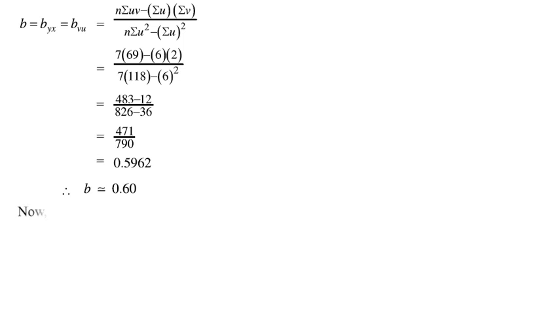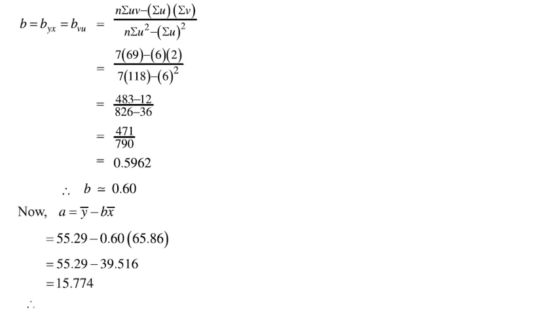Now put this answer into our A formula, that is y bar minus b x bar. We already know this. The y bar is 55.29, b is 0.60, and x bar is 65.86. Solving this, you get 55.29 minus 39.516. That way you will get your answer for A as 15.77.